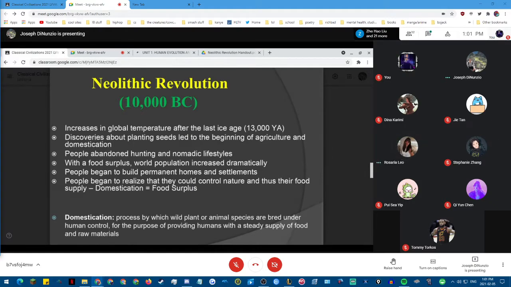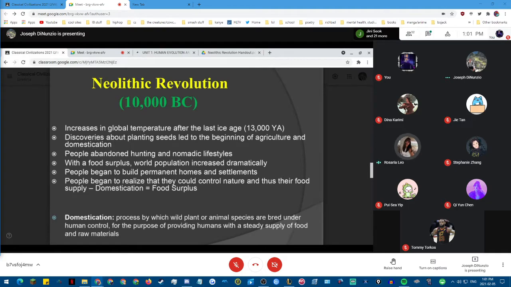Awesome. Okay. So Neolithic Revolution: increases in global temperature after the last ice age, 13,000 YA. Discoveries about planting seeds led to the beginning of agriculture and domestication. People abandoned hunting and nomadic lifestyles. With a food surplus, world population increased dramatically. People began to build permanent homes and settlements. People began to realize that they could control nature and thus their food supply.